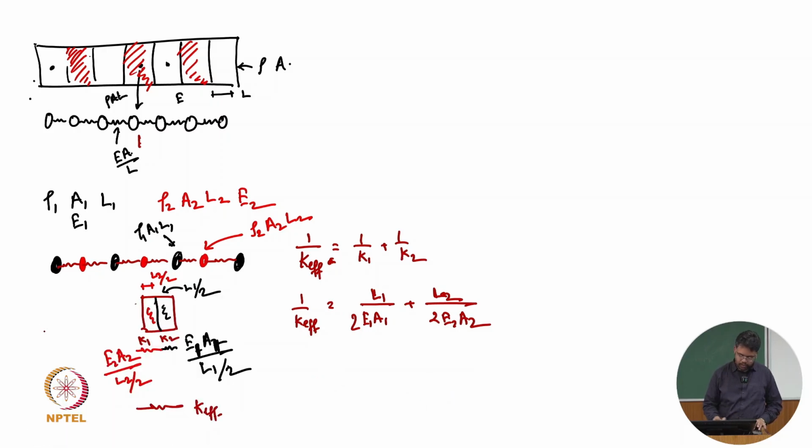Once we get the K effective, what can we say? In our new chain, we got the value of K effective, so I can put it here, or I can just write it as K. Now if I redraw that chain, I will have a simpler form.